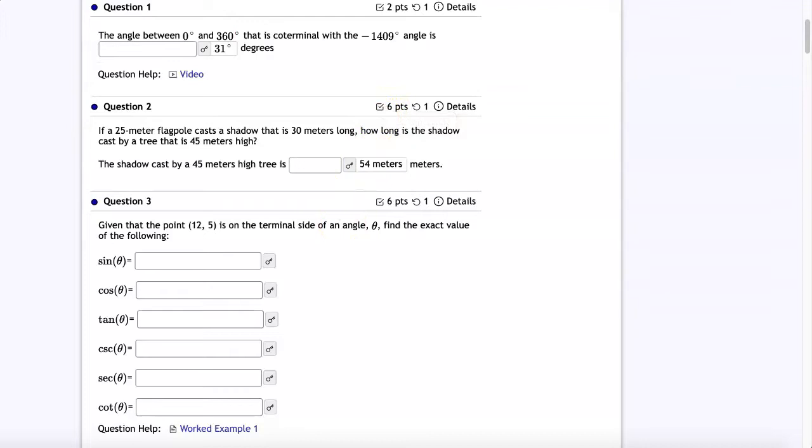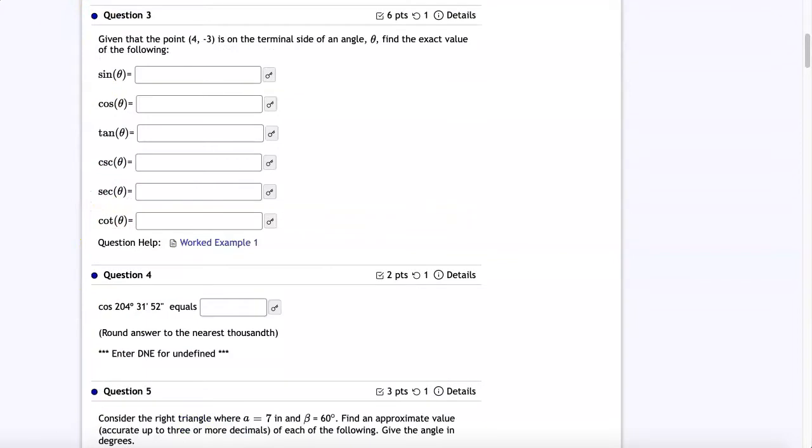Question number 3. Given that the point (12, 5) is on the terminal side of angle theta, find the exact value of the 6 trig functions. Okay, I apologize, but I'm going to change question 3. The (12, 5) was a first quadrant problem, which would not have been very interesting because all of your values would have been positive. So instead, I want to make sure that I get out of the first quadrant. So the example I'm going to show for question 3 is actually going to give me a 4th quadrant point.